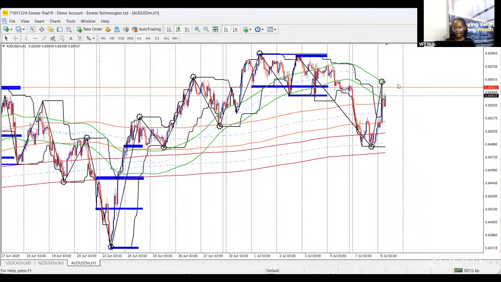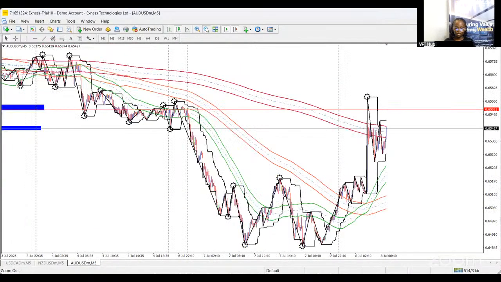Having this right here now, what am I now looking at? Am I looking to continue buying AUD USD or to continue to sell this asset class? Let's go on the M5 time frame to get a better picture.